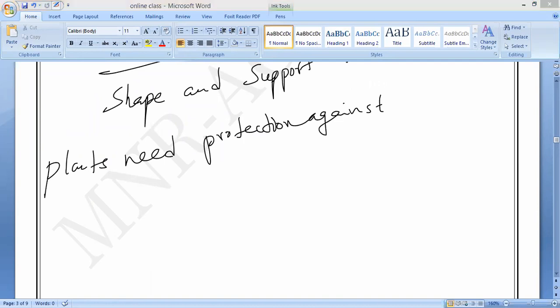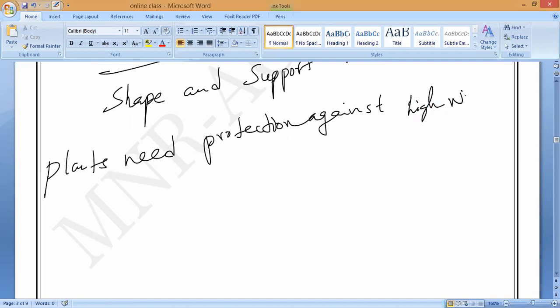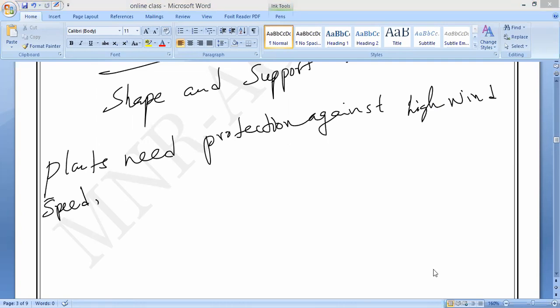Plant needs protection against high wind speed. Next one is what? High wind speed. Next one, variations in temperature.